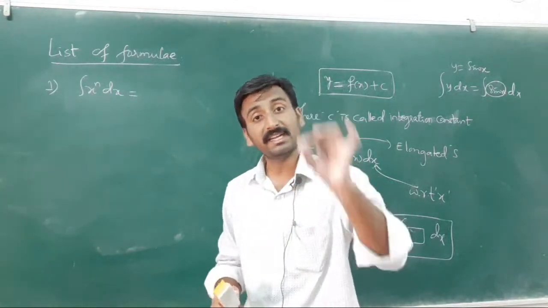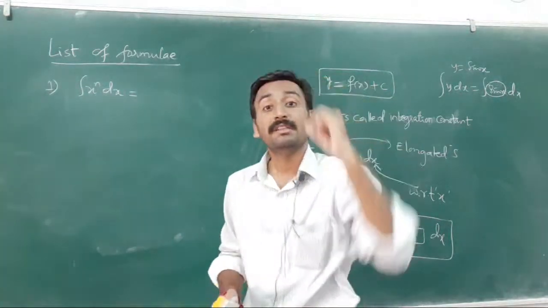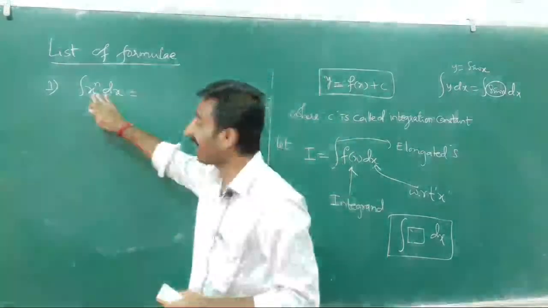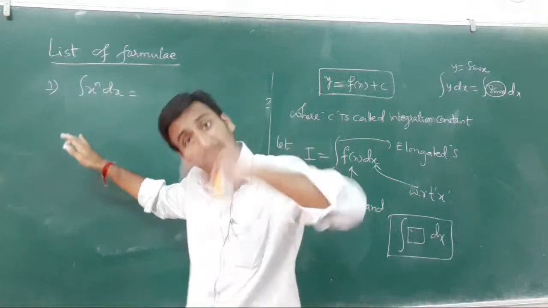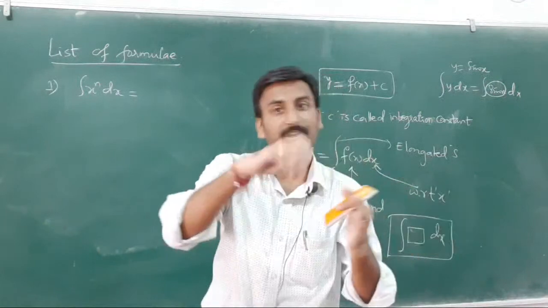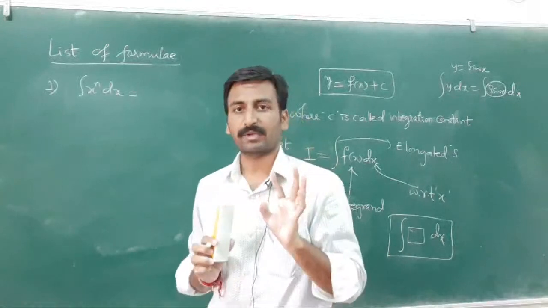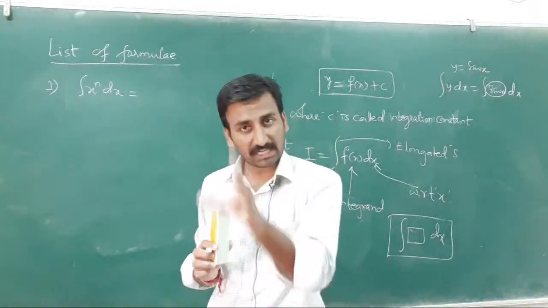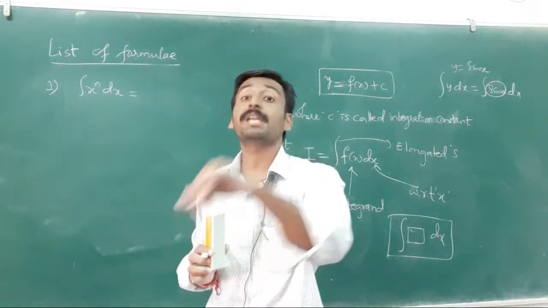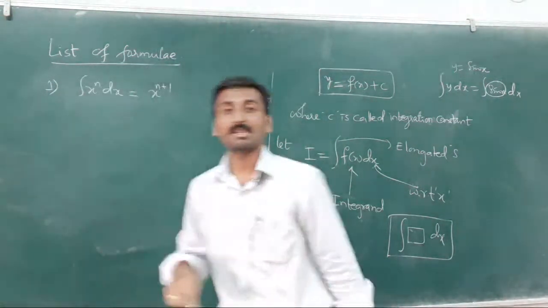Now, when I differentiate x raised to n, what do I get? N into x raised to n minus 1, correct? That means the degree will be 1 less. Suppose I have x raised to n only. After the differentiation, the degree is 1 less than before. Suppose I have x square and I want to integrate it. What was the degree of that function before the derivative? X cube. So like that, its value is x raised to n plus 1.